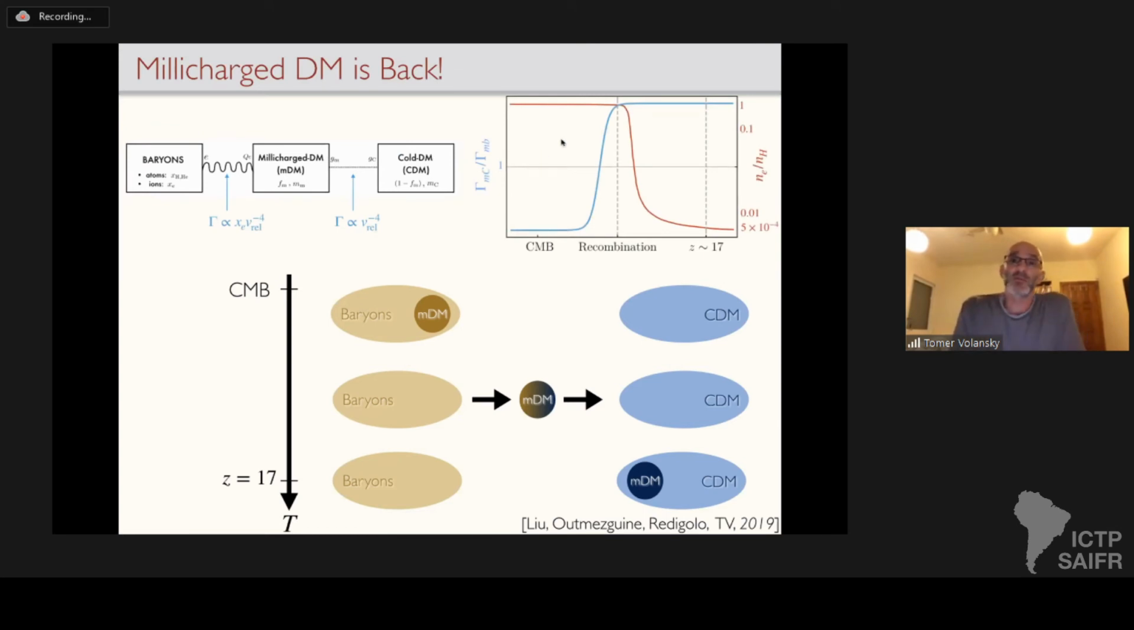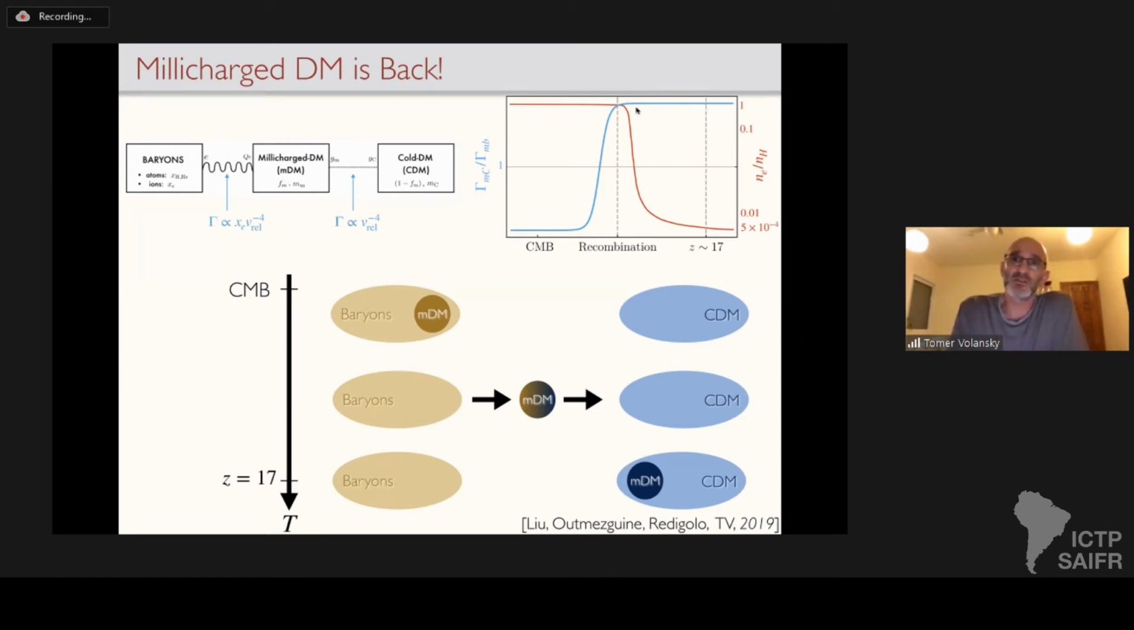If you look at the red line here, this is the ionized fraction, number of ionized electrons over the number of hydrogen atoms. And you see that if you go back in time at CMB, it's order 1, and then it drops very quickly. But once it drops, what that means is that this coupling between baryons and Milli charge drops. And so the Milli charge couples more strongly to cold dark matter.